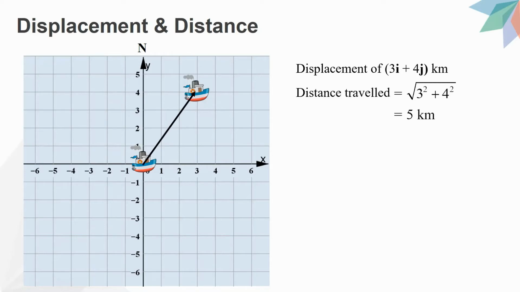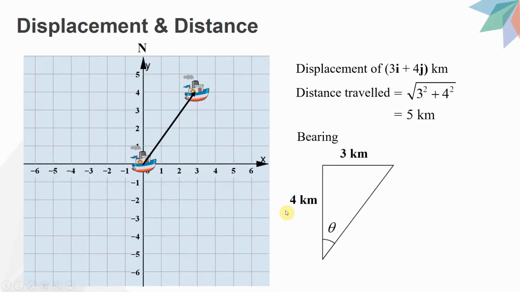Another thing that we can find from this vector is the direction. So forming a right angle triangle using 3i plus 4j, we can use trigonometry to solve the angle: tan theta. So the angle is 36.9.